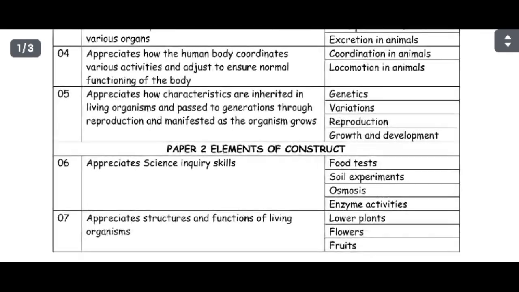Then a learner appreciates how characteristics are inherited in living things and passed to generations through reproduction and manifested as the organism grows. Here we look at genetics, variations, reproduction, and growth. This is element of construct 5 and it usually comes as number 3. That is the paper 1 elements of construct.